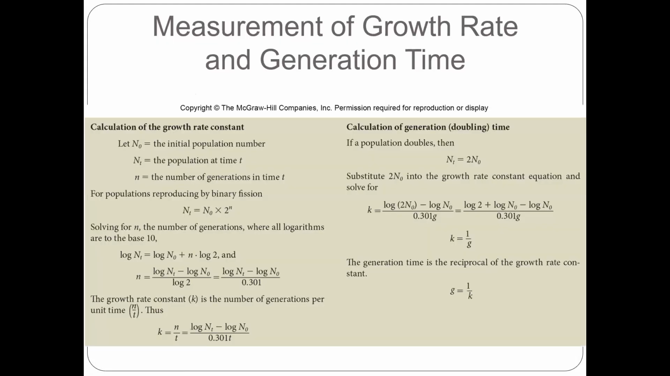Now we can calculate the generation time. So how do we do the calculation? Look at the formula here. This is Nt equals N0, where N0 is the initial population, multiplied by 2 to the power n. Here n is the number of generations in time t, which means the number of doubling times.